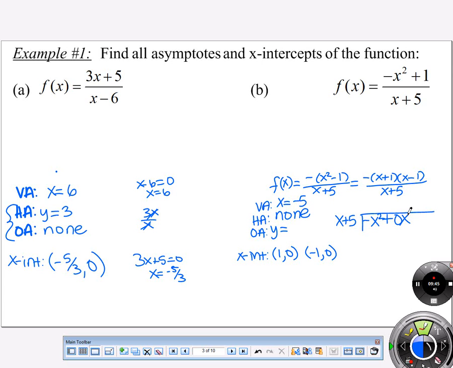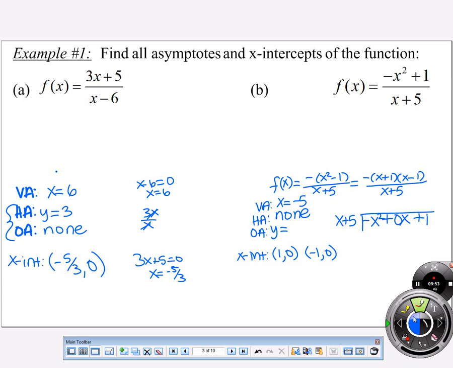So I have x squared. I put in an x because there wasn't one there, but I made sure it had a 0 in front of it, so I didn't change it. And then plus 1. So if you remember from Algebra 2, if not, we're walking through the whole thing right now, so just take the extra notes you have to take.